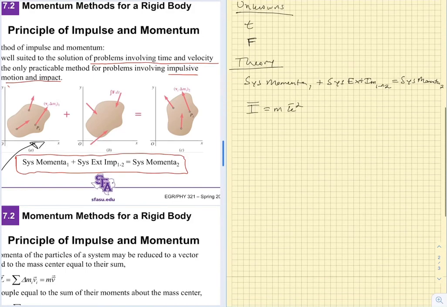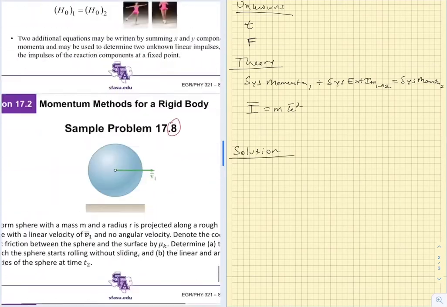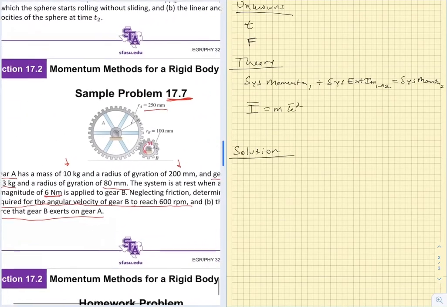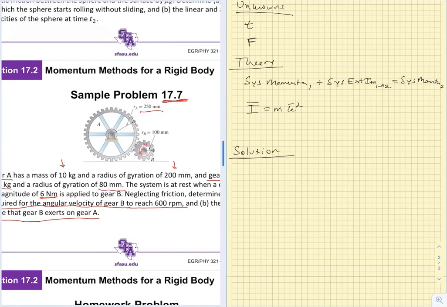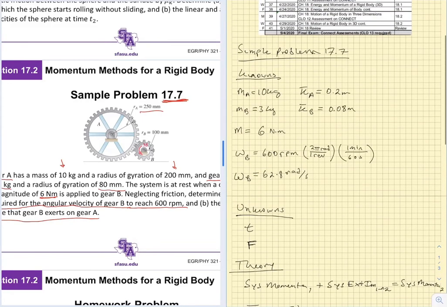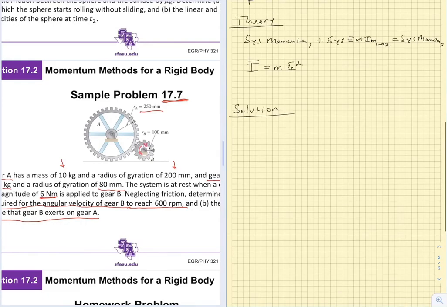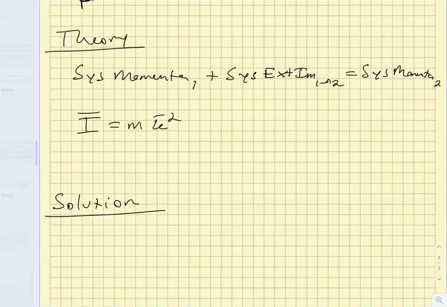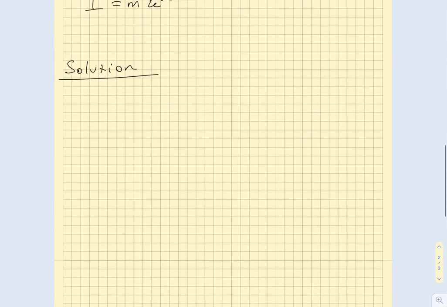We know that the mass moment of inertia for each of the gears should be equivalent to the mass multiplied by k bar squared. Ultimately, we'll just have to go through and apply our mass moment relationships as we go forward. So we should have everything we need for this problem. I don't think we're missing any information here. Yes, the radiuses, that's going to be important. So let's put the radiuses down here.